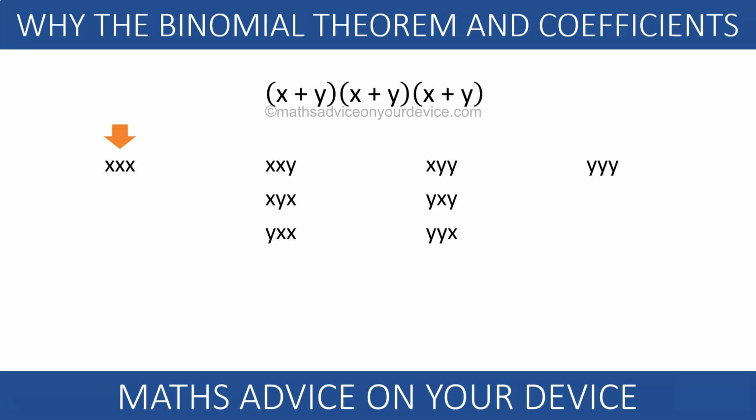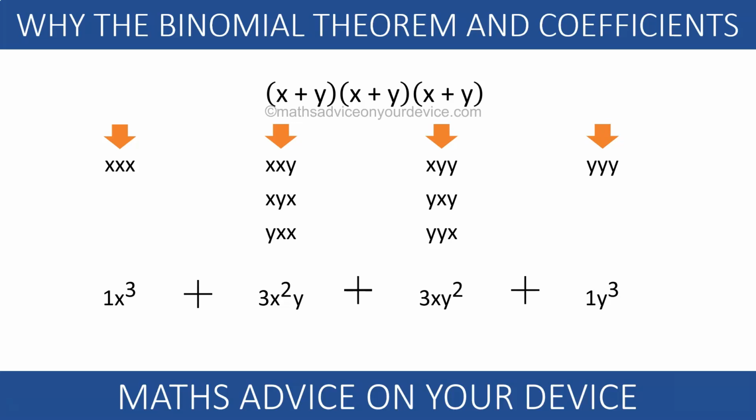The first contains 3 x's, the second contains 2 x's and 1 y, the third one contains 1 x and 2 y's, and the last one contains only 3 y's. We cannot collect them any further because they are not like terms. This is the result of expanding (x + y)^3.